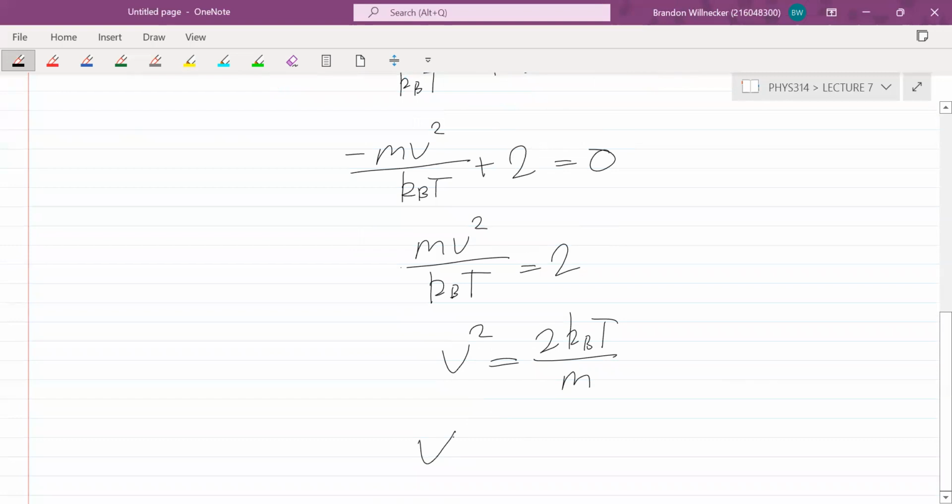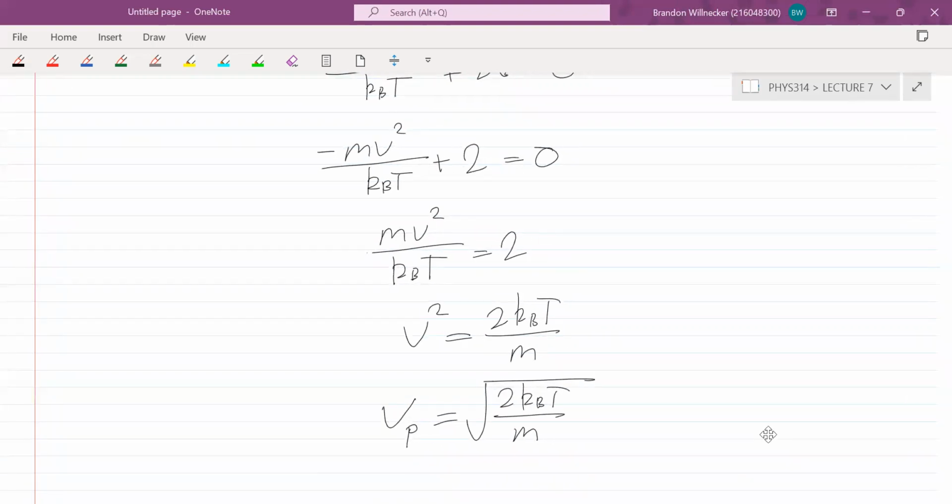And then we can take the roots. So we have Vp, the most probable velocity, is the square root of 2 kbt over m. And we only take the positive one because remember, we only deal with the magnitude of the velocities. So it's plus.